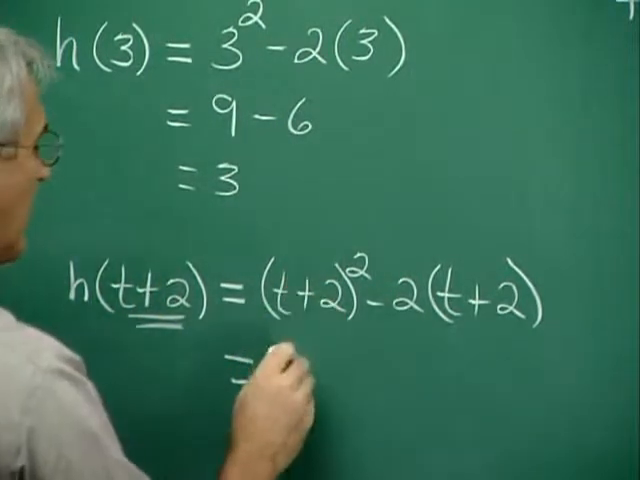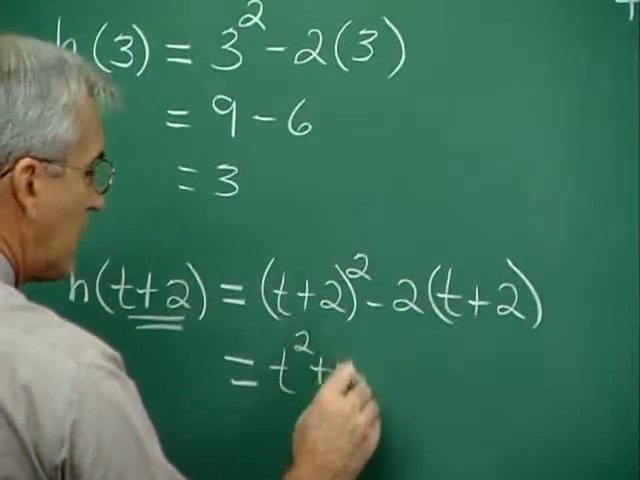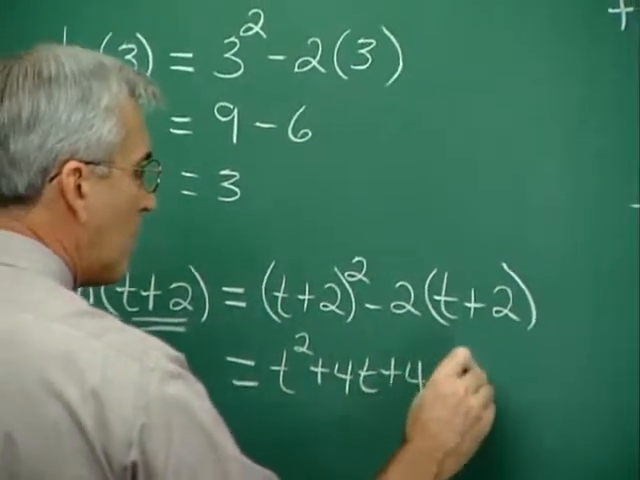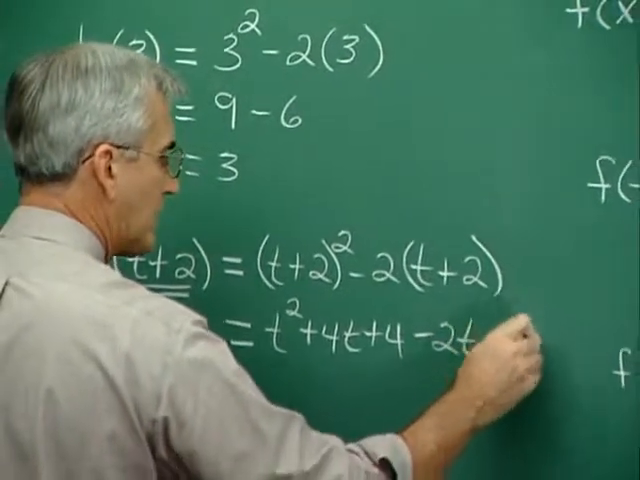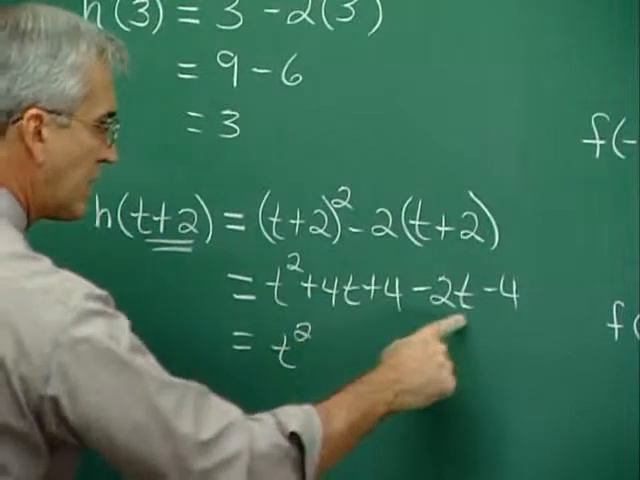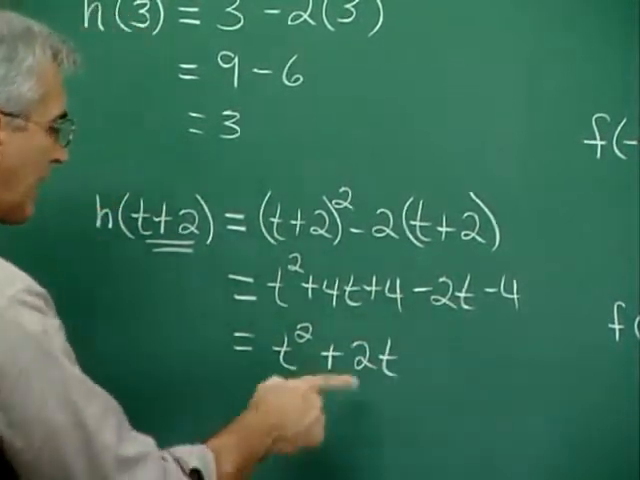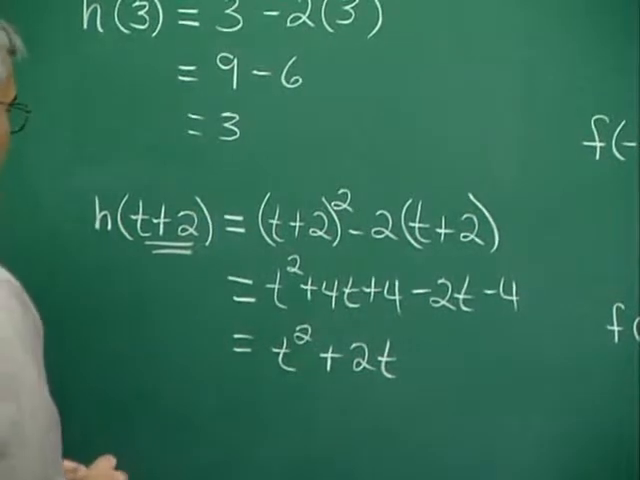All right, squaring here, we get t squared plus 4t plus 4 minus 2t minus 4. And collecting here, t squared, 4t minus 2t is 2t, and 4 minus 4, oh happy day, they go out. So this is h of t plus 2.